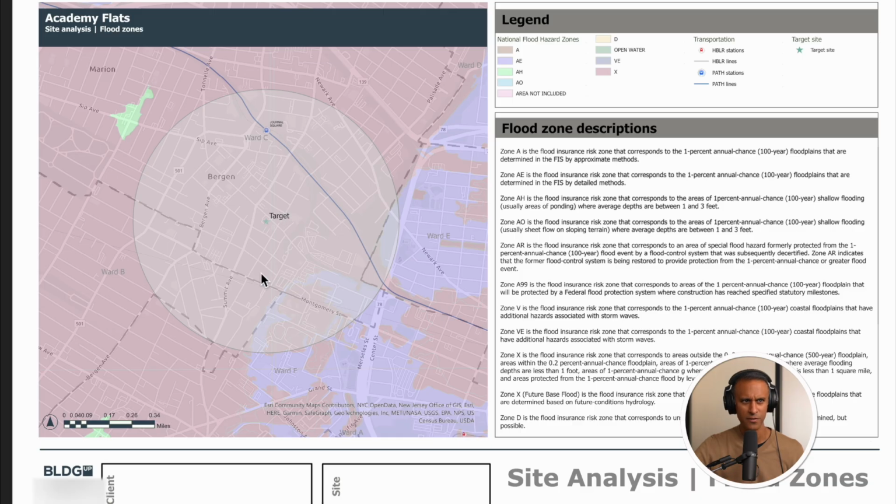And this is all easy stuff. There are so many databases available online to check things like this. They're all free, and you can get a lot of good information on whether or not it's in a flood zone, and whether or not there are things like base flood elevation.